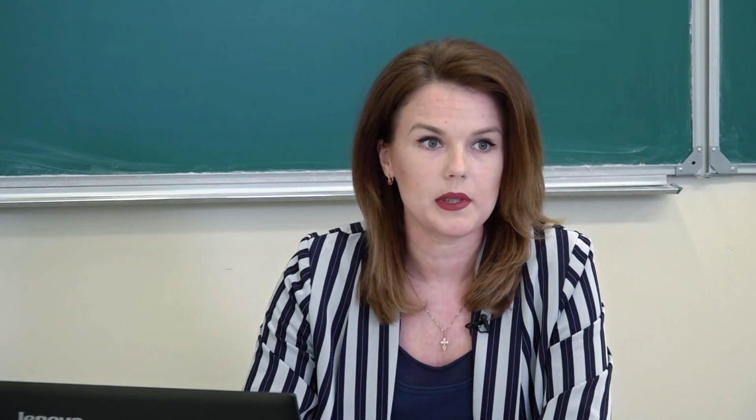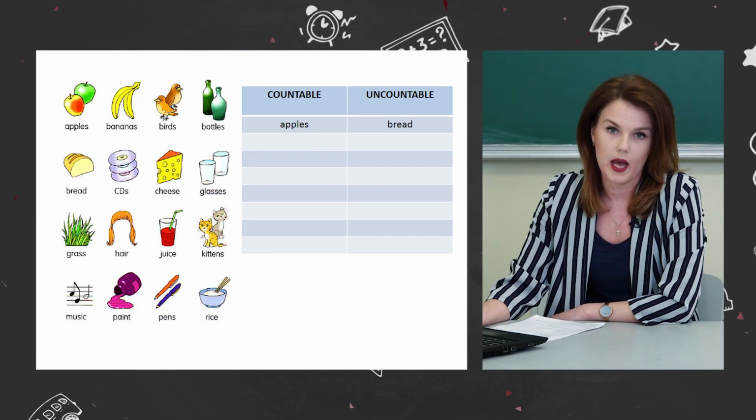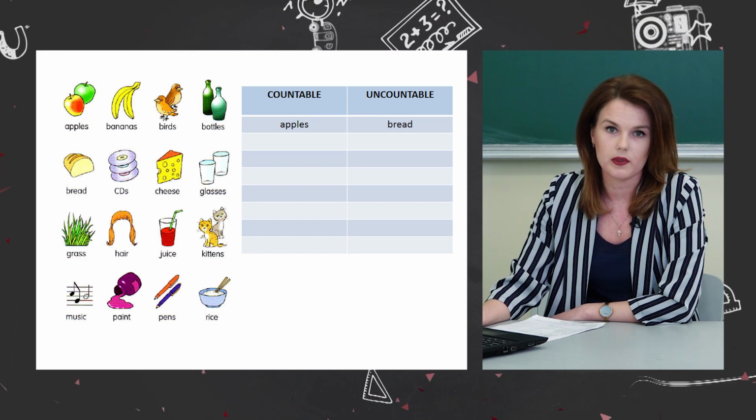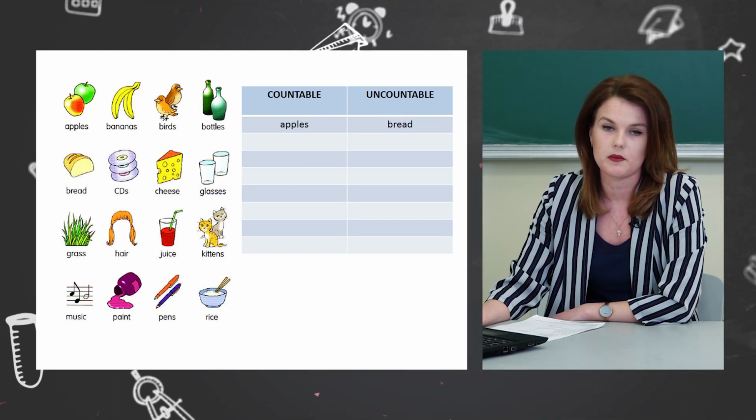Let's have a look. Please look at the pictures. You see different nouns, and your task is to divide them into 2 columns, countable or uncountable nouns. Please pay attention to the examples. Apple and bread. Apple is countable noun, apples, and bread is uncountable noun.